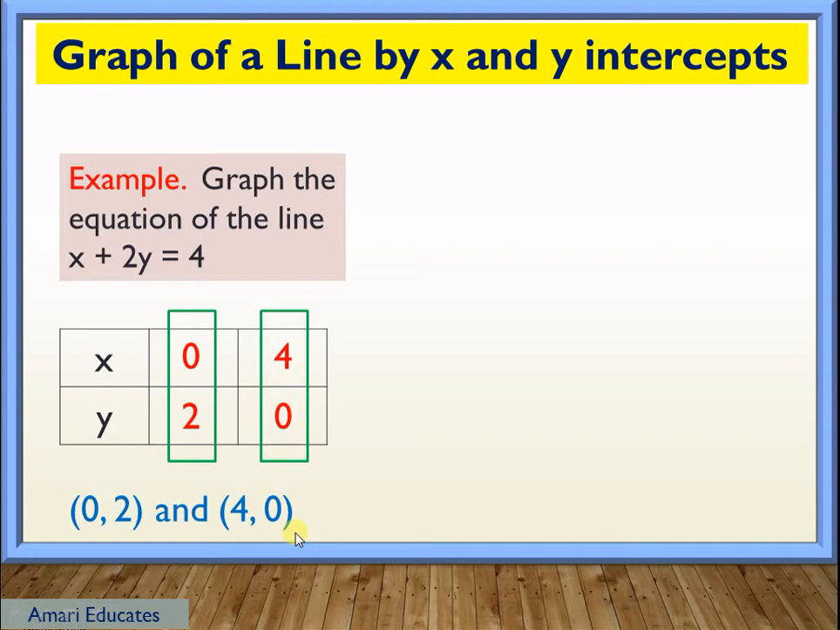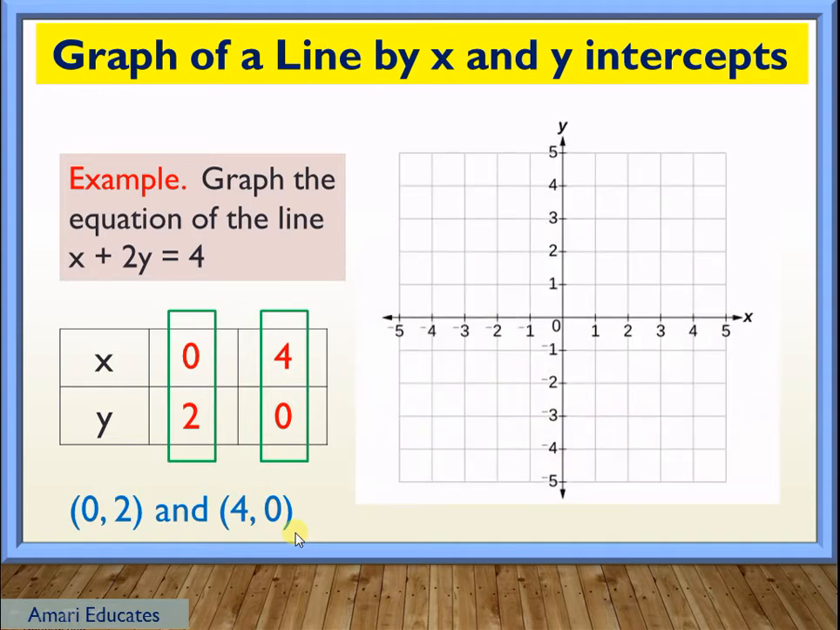Okay? So we're going to plot these points here on our graph. So 0, 2, from 0, and then the y is 2 is here. And 4, 0 will be here. And then that's it. We have the graph of the line.